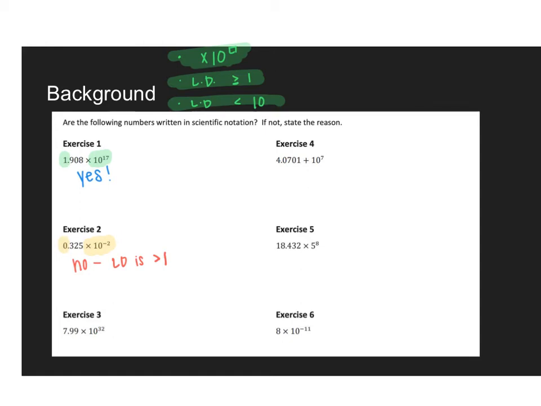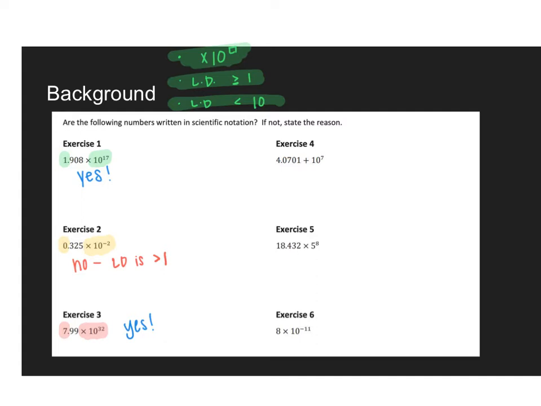Okay. Exercise 3. Let's look at this one. We have times 10 to the 32nd power. And here's our leading digit. Does everything look good here? Yeah, this looks like it is correctly written in scientific notation. No issues there.